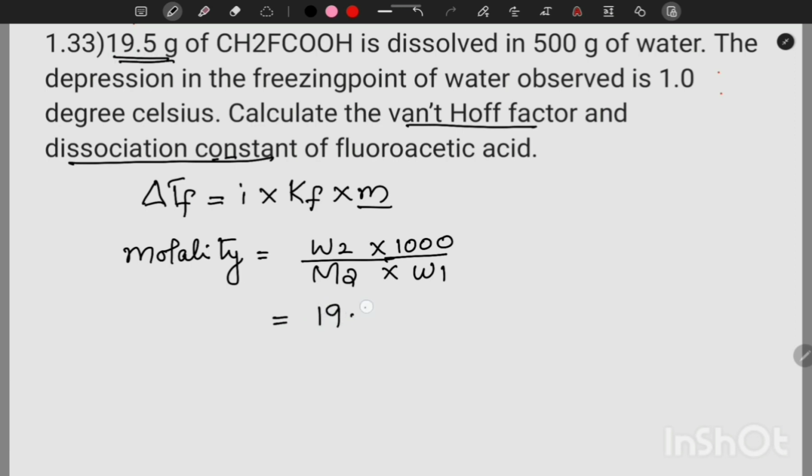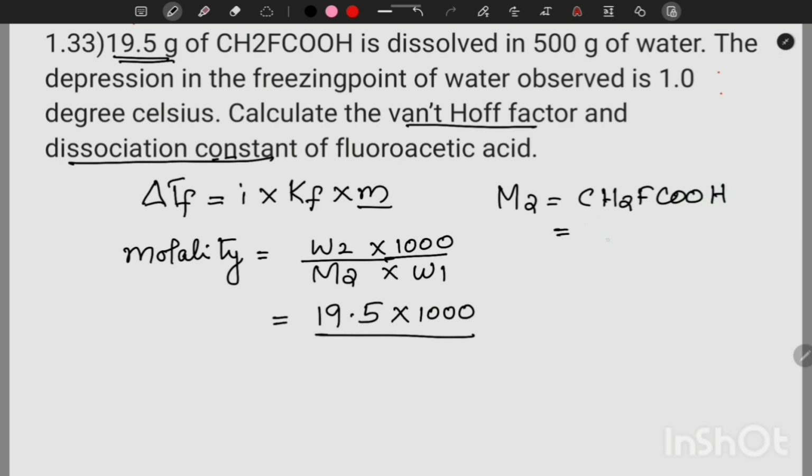So we can write W2 as 19.5 into 1000 divided by molar mass of solute. So we have to calculate M2, that's the molar mass of solute, for CH2FCOOH. Here we have 2 carbon atoms, so 2 into 12, 24. And we have 3 hydrogen atoms, 3 into 1, 3. And 2 oxygen atoms, 2 into 16, 32. Plus 1 fluorine atom, it is 19. So when we simplify this, we will get 78 gram per mole.